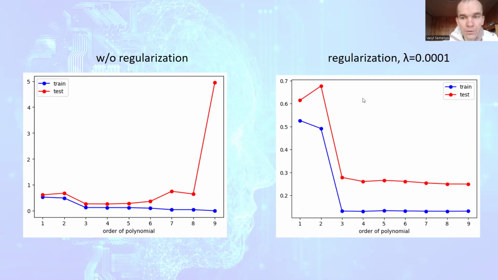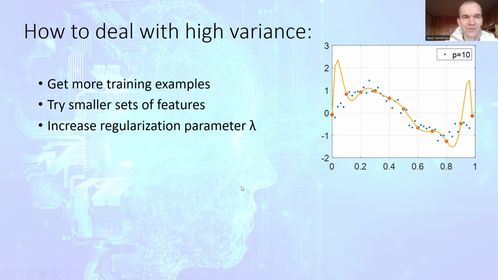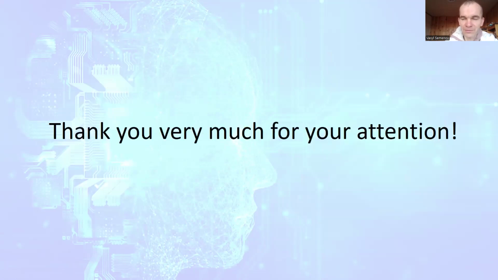Okay, let us return to our presentation. To summarize, how are we dealing with high bias? We can try getting additional features, maybe polynomial features, and we can decrease the regularization parameter if we already use regularization, and adding new data usually doesn't help much. How do we deal with high variance? We get more training examples. We try to use smaller sets of features, and we can increase or use, if we didn't use before, the regularization parameter. This is how we deal with high variance.